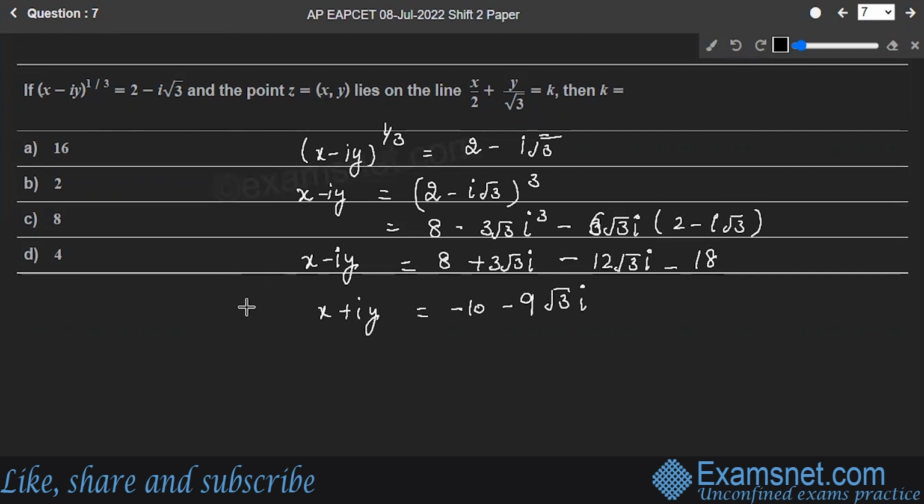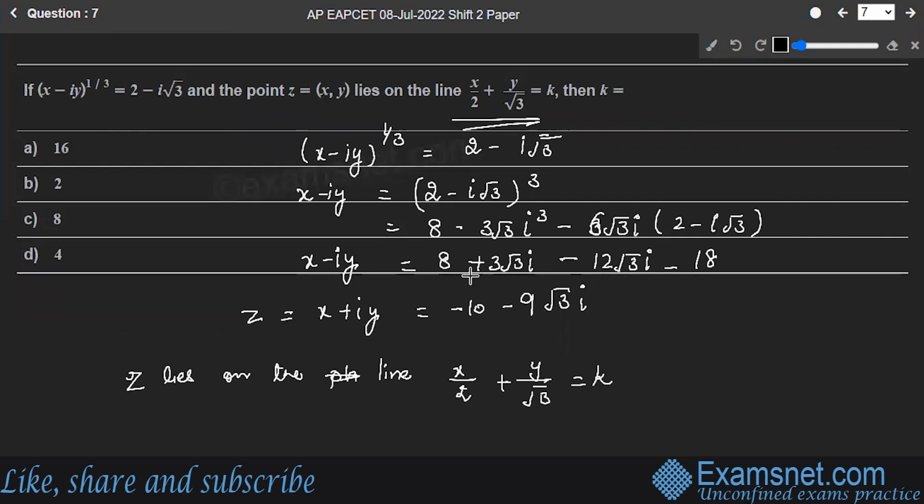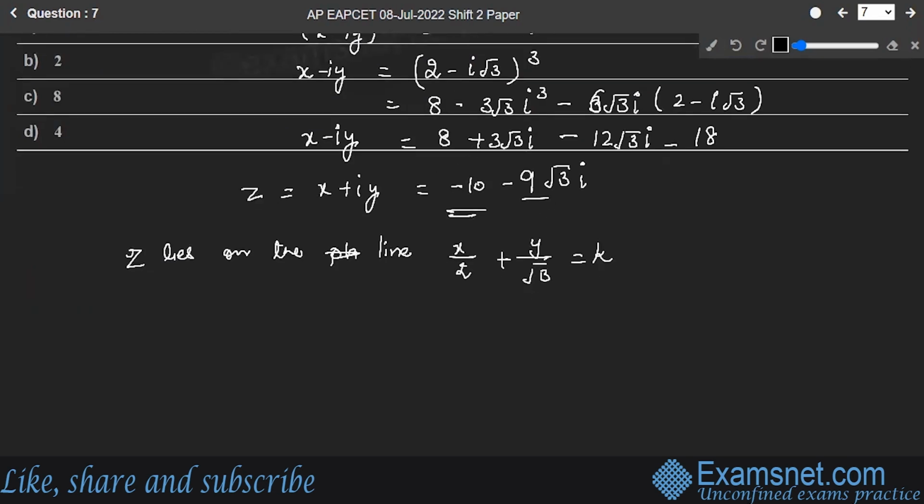So I'm assuming this to be equal to some z, I'm naming this complex number as z. So z lies on the line x upon 2 plus y upon root 3 is equal to k, as given in the question. So let's fill in the values. From here, we get x as minus 10 and y as minus 9 root 3. So let's fill in over here. It will give you minus 10 upon 2 plus minus 9 root 3 upon root 3 is equal to k.